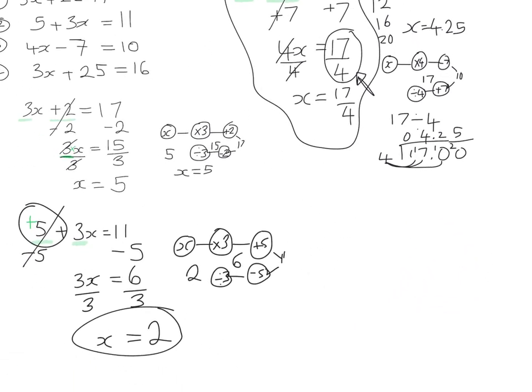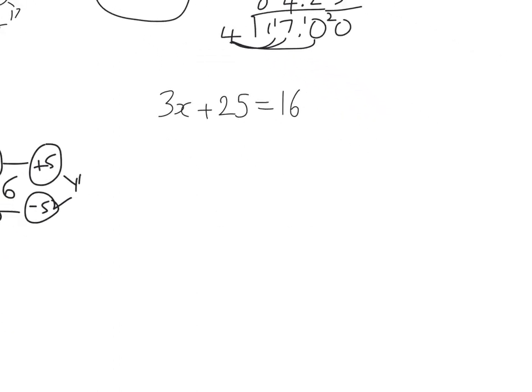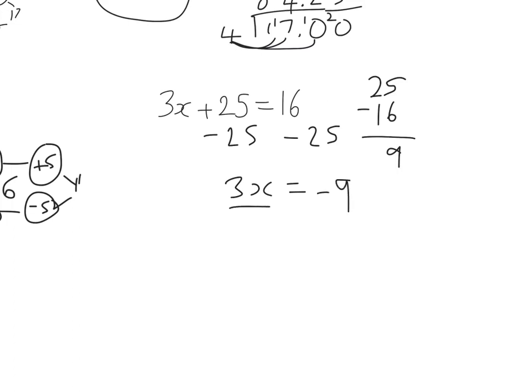Okay, and for the final one, 3x plus 25 equals 16. Okay, so subtract 25, 3x equals, now 16 take away 25 is less than 0. It's quite hard sometimes to subtract that way around, so why don't I do 25 take away 16, that's 9, so 16 take away 25 is negative 9. Divide both sides by 3, x equals, well 9 divided by 3 is 3, so negative 9 divided by 3 is negative 3.